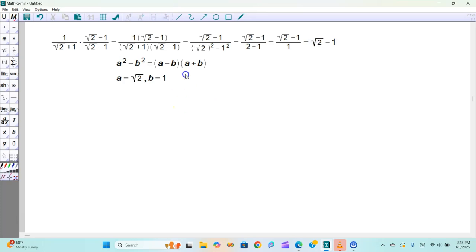Click in the description, I put a quiz in there so you can solve this one: 1 over the root of 3 minus 2, for an example.